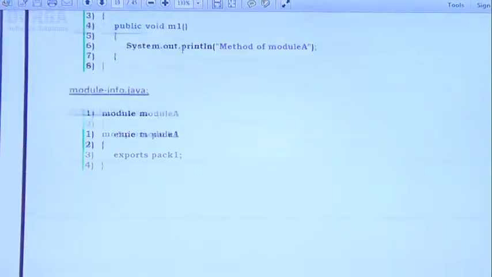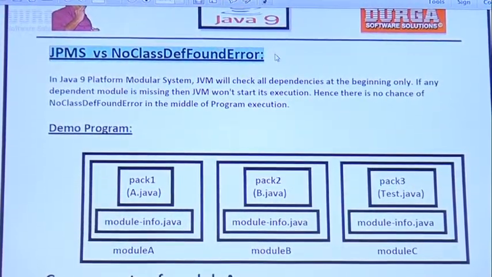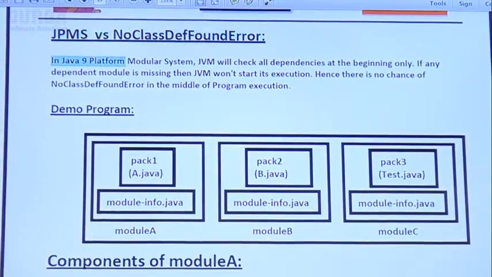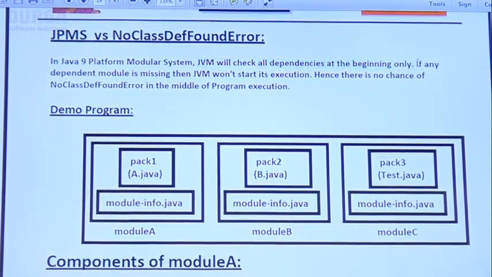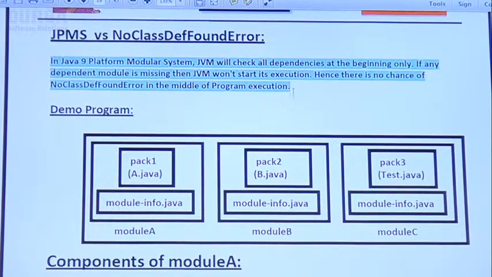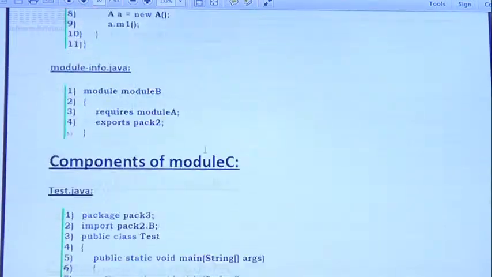Here see this one, JPMS versus NoClassDefFoundError. In the Java 9 platform module system, the JVM will check all dependencies at the beginning only. If any dependent module is missing, then the JVM won't start its execution. Hence, there is no chance of a NoClassDefFoundError in the middle of program execution. Clear, right? Okay. So next, this is the demo program that we have.